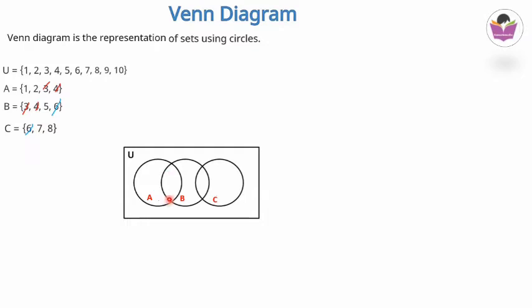First of all, this portion is common for A and B. That means you have to check the elements common for A and B. You can see here 3 and 4 are common. So let's mark them in this portion. 3 and 4 we have marked. Next we have to mark the B and C common portion. When we check, 6 is common, so we have to mark 6 here. Now we have to mark the remaining elements. For that, take the first circle.